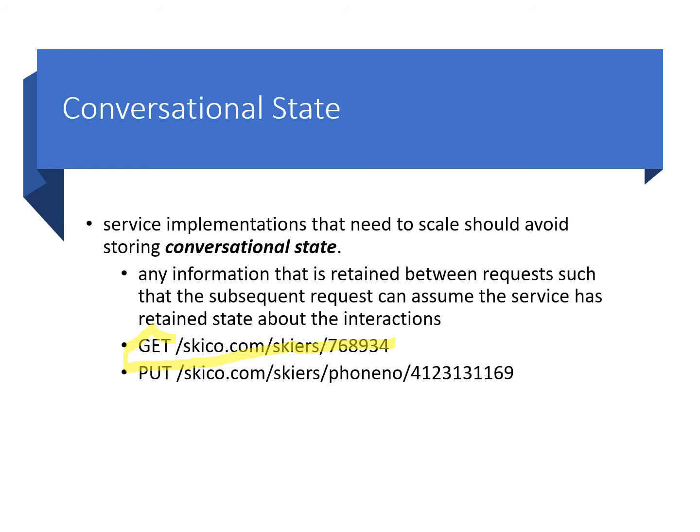They may then use their app or web browser to modify their phone number and send a PUT request to the URI designed for updating this field. So here we send a PUT to the API specifying a phone number and the new phone number for the skier. Note this URI does not identify the skier. Hence the service must know the unique identifier of the skier, namely 768934. Hence for this PUT operation to succeed, the service must have retained conversational state from the previous GET request.